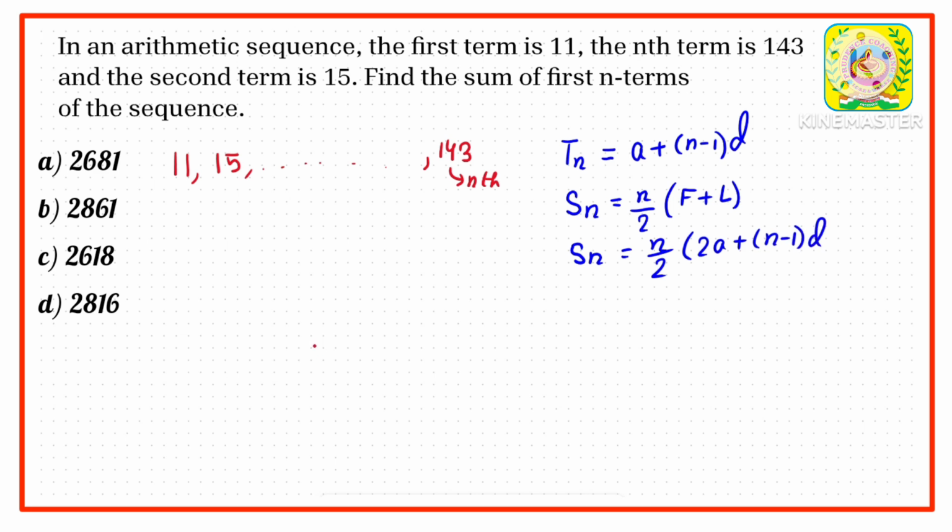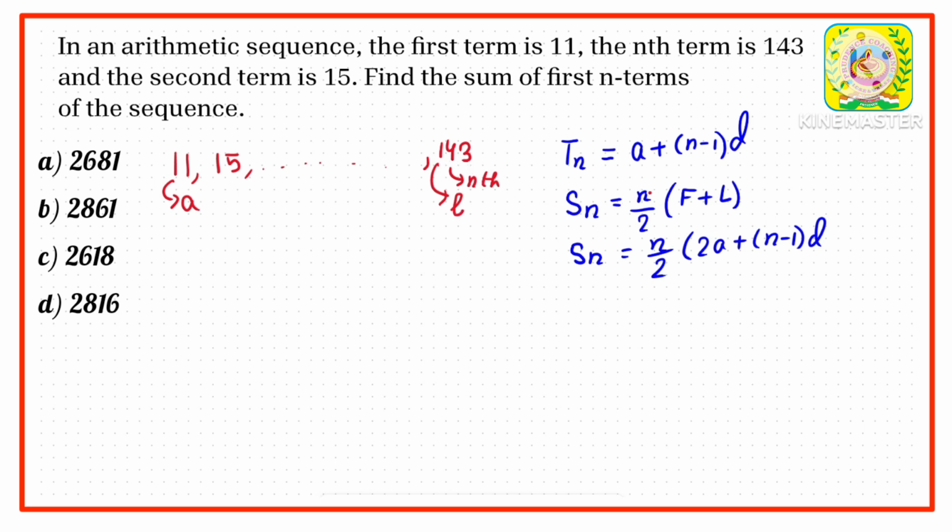So by knowing only these three formulas, if your concept is clear, you can solve any sum based on AP series. So let us see how to solve this particular sum, where you are asked to find the summation of the first n terms. Here, if we take this formula, you will find we know the first term, that is a, which is 11, and the last term, as we need to find till the nth term, will be 143.